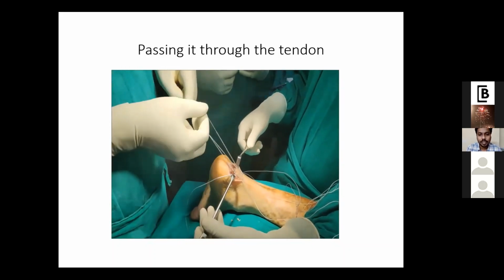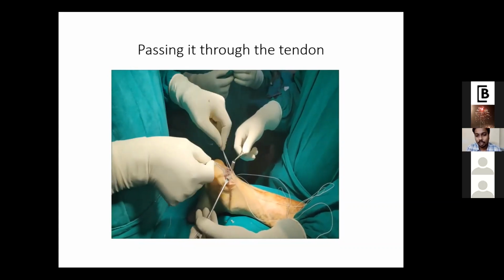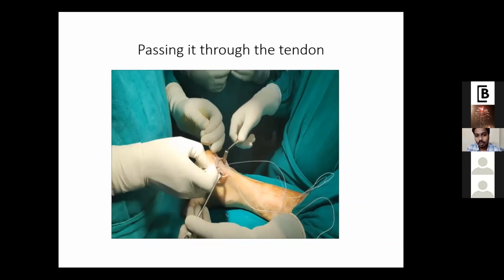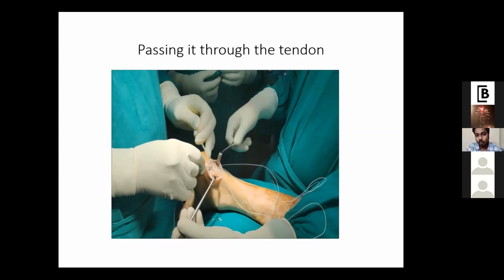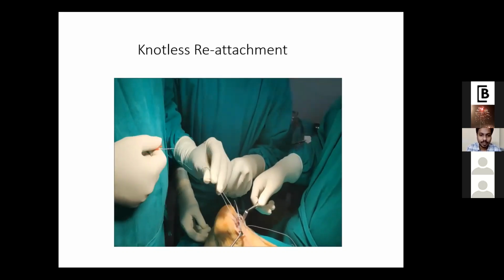So now we are checking whether we are able to achieve reattachment in neutral plantigrade foot. So this crisscrossing is important. The white fiber tapes are brought together and the blue as well as the black tape are crossed and brought on either side in a figure of 4 manner. And now we perform the knotless reattachment.